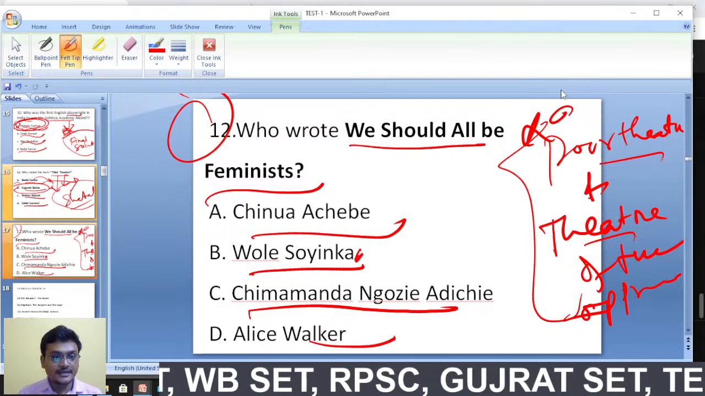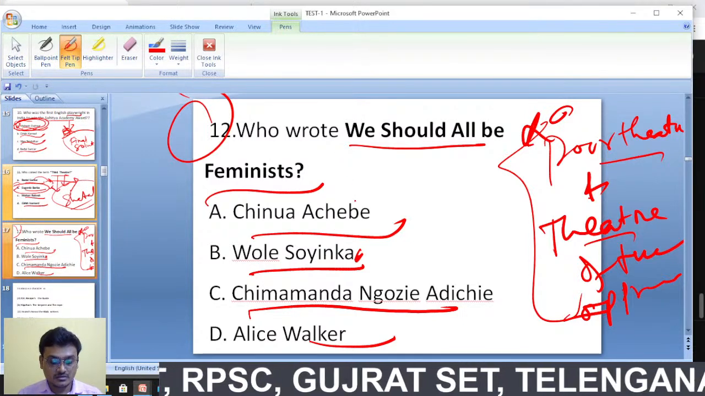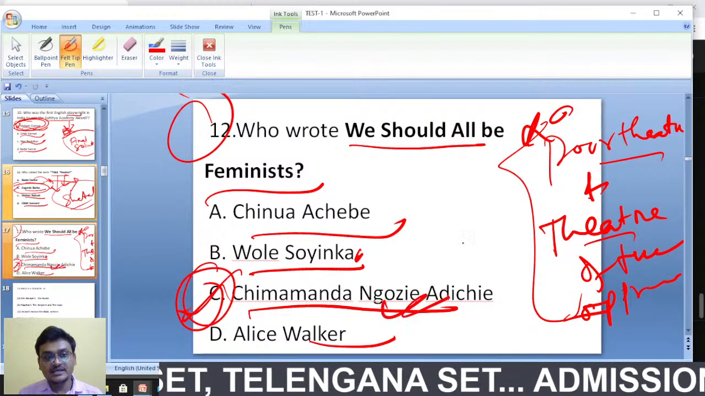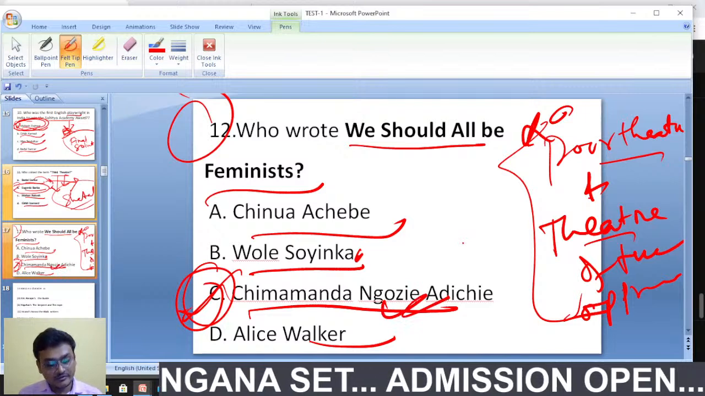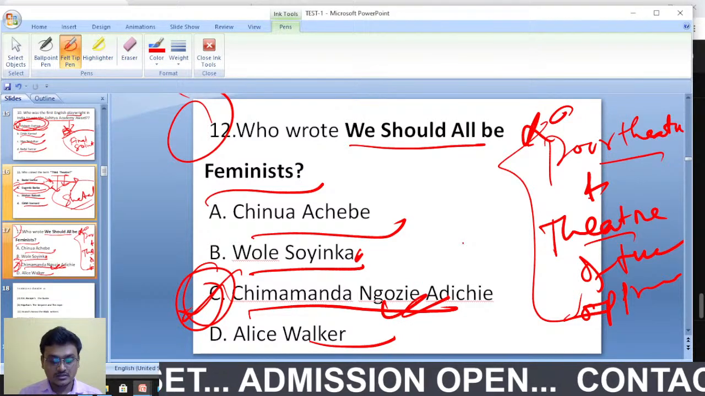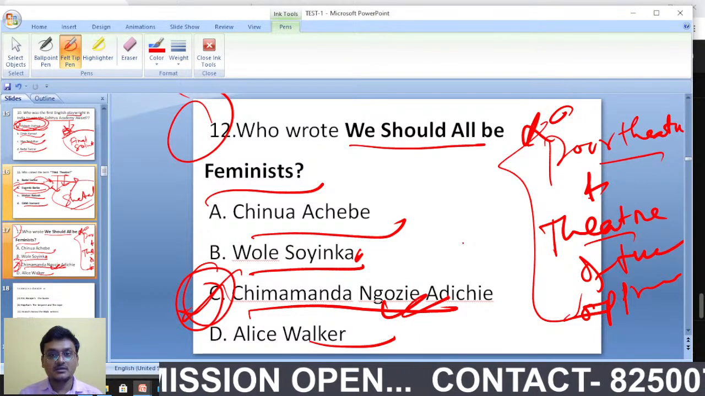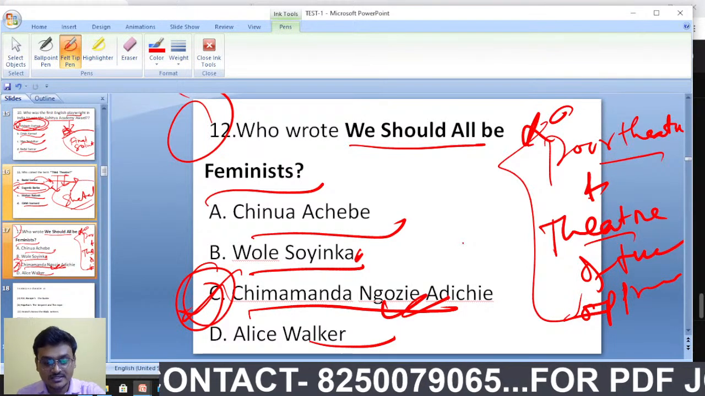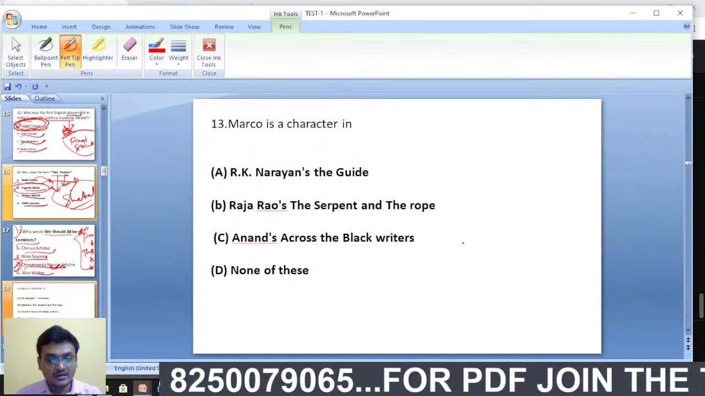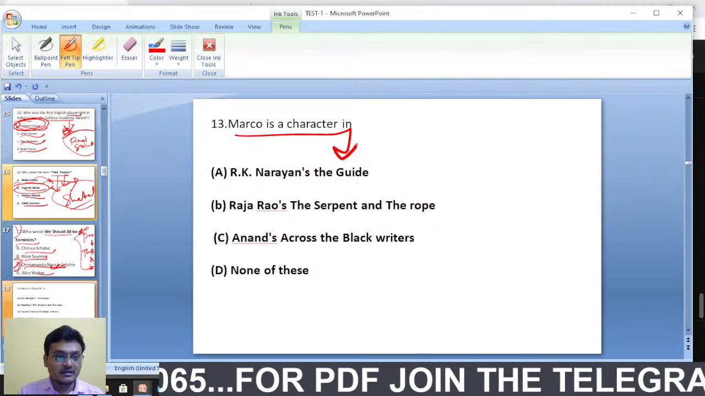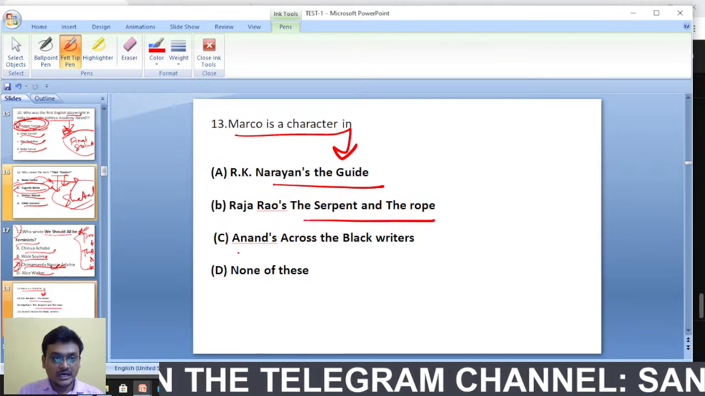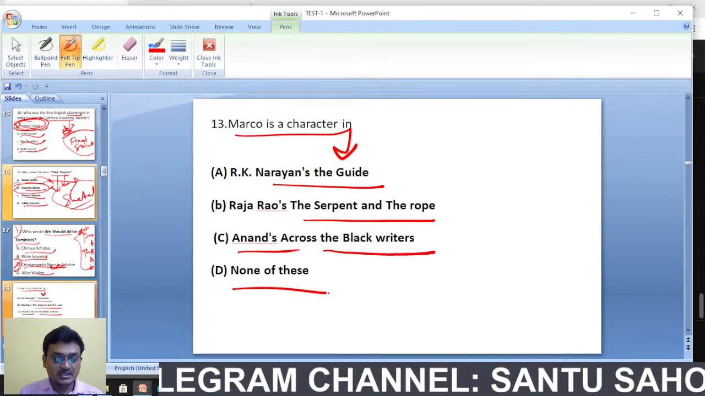Excellent, Anandita. It is Chimamanda Ngozi Adichie. Chimamanda Ngozi Adichie has written We Should All Be Feminists. Excellent, Saurabh as well. So, poor theater and theater of the oppressed, who did it? Write Grotowski in the comments. Okay? Marco is a character in: R. K. Narayan's The Guide, Raja Rao's The Serpent and the Rope, Anand's Untouchable, The Black Waters, None of These.